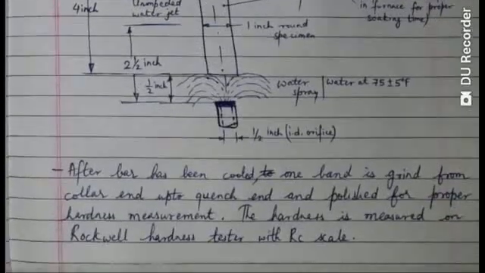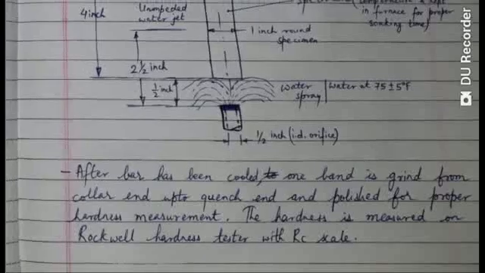The water is at 75 plus or minus 5 degree Fahrenheit. Then after the bar has been cooled, one band is ground from the collar end up to the quench end and polished for proper hardness test. The hardness is measured on the Rockwell hardness tester with RC scale.